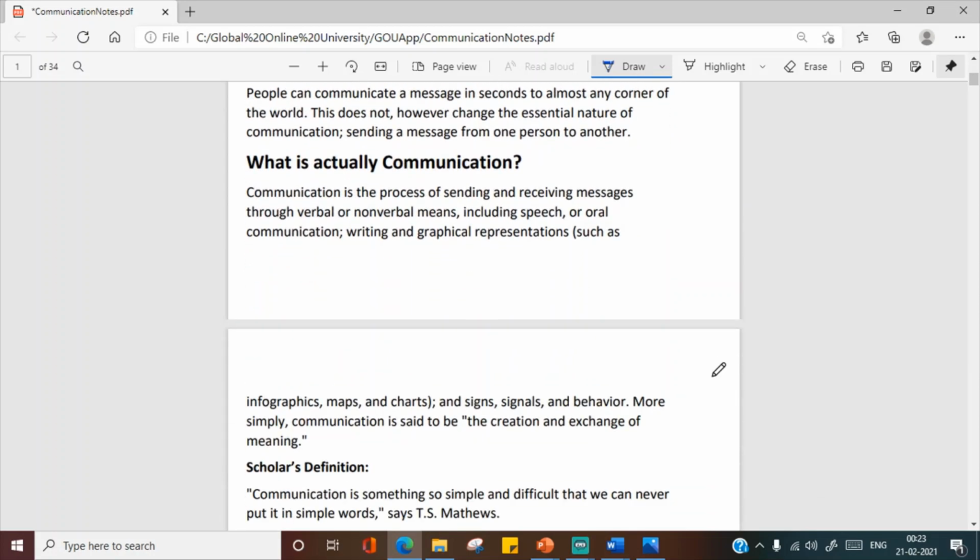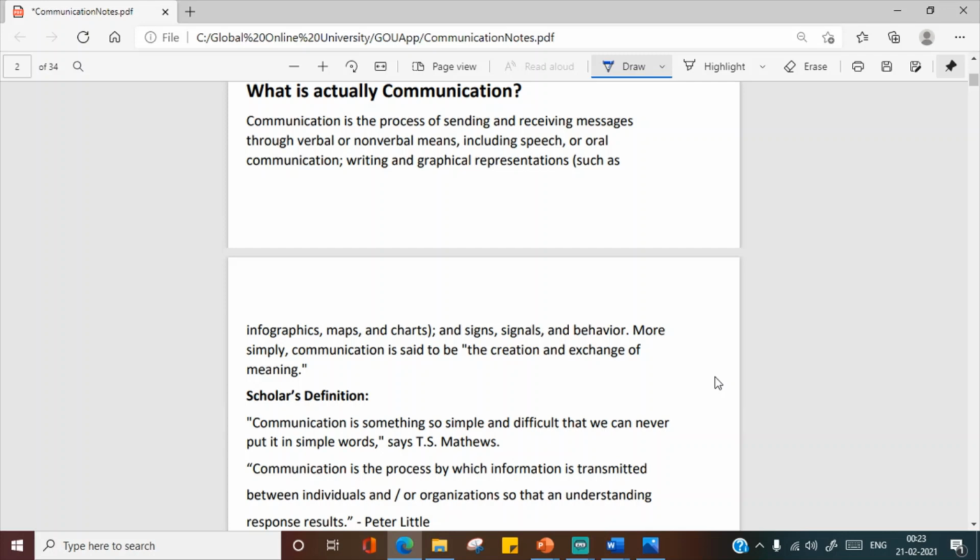Let's talk about the definition of communication. Communication is the process of sending and receiving messages, it could be verbal or it could be non-verbal. So verbal includes speech, oral communication, writing and graphical representation, infographics, maps, and charts. So, wherever words are being used, it is verbal. Non-verbal is like signs, signals, behavior, gestures, postures. More simply, communication is said to be the creation and exchange of meaning.